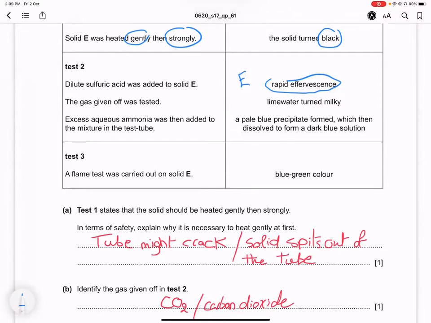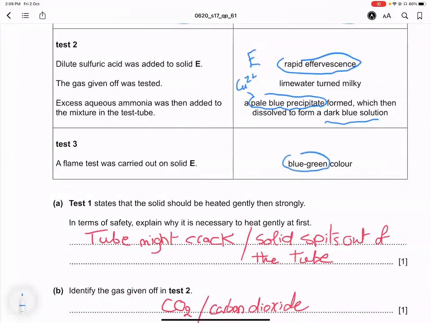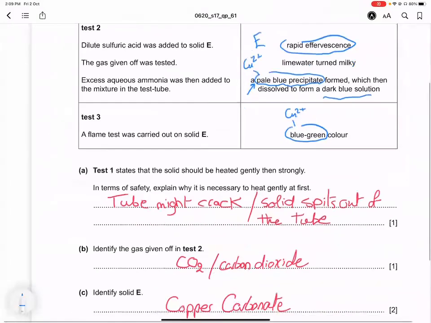Excess aqueous ammonia was then added to the mixture. A pale blue precipitate was formed. A pale blue precipitate is distinctive for copper(II) ions, which then dissolved to form a dark blue solution. This is definitely copper(II) ions. A flame test was carried out, giving a blue-green color. This is also the flame test of copper, although you don't have to memorize it that much, because you can also know that it's copper from the test with ammonia.